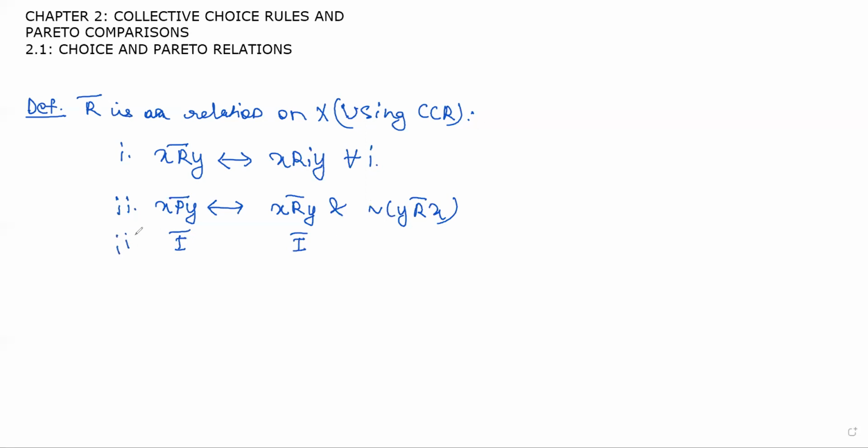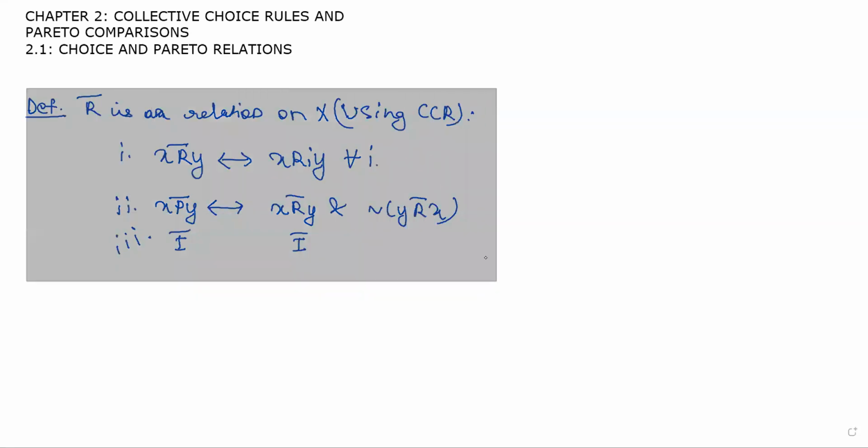Okay, so this is the R bar binary relation and the collective choice rule associated with it. Now let's look at certain results. But before that, a few things which are important as we move forward. What does this symbol mean? It means that R bar implies R, so X R bar Y implies X R Y. Versus this. What is the difference? Let me explain to you.